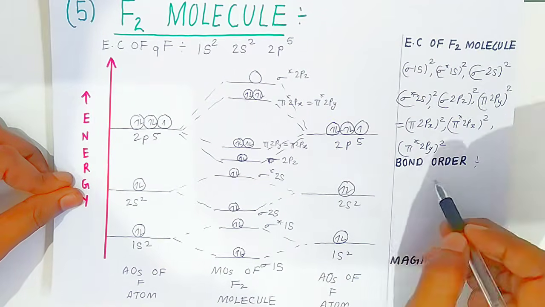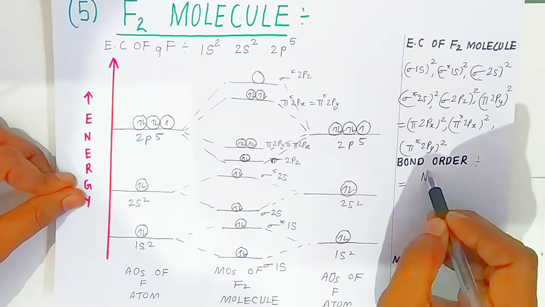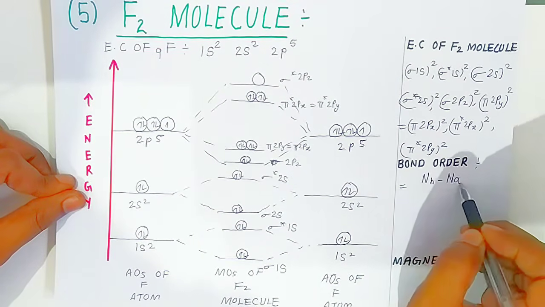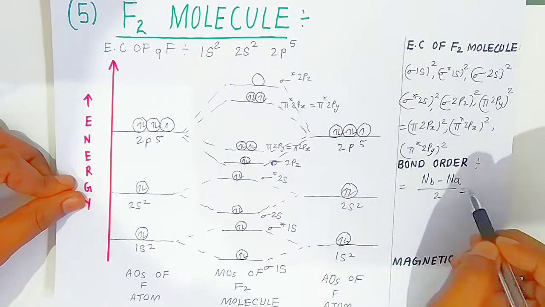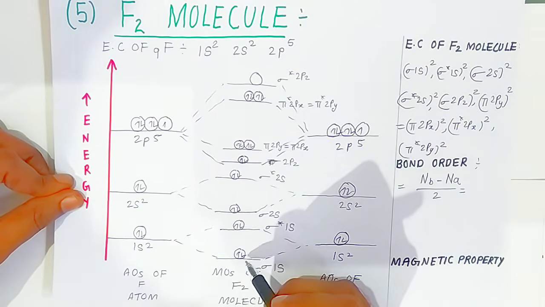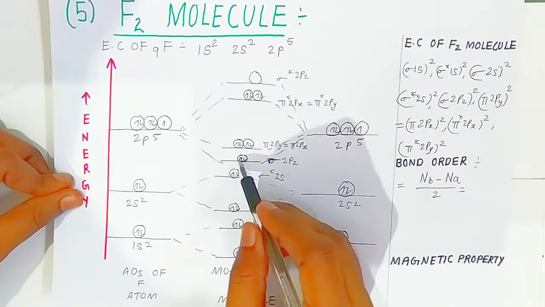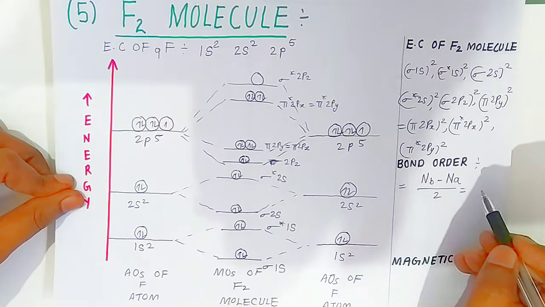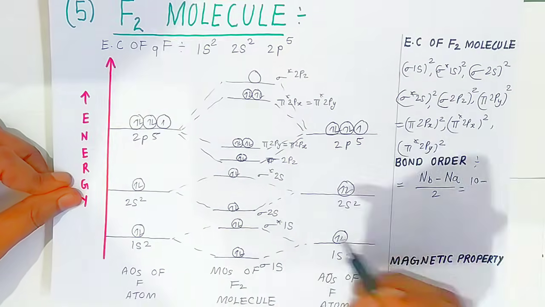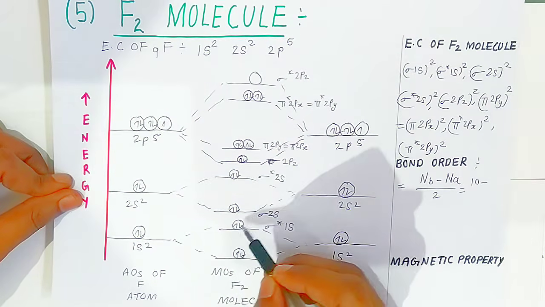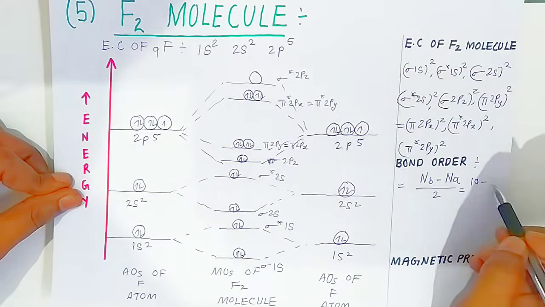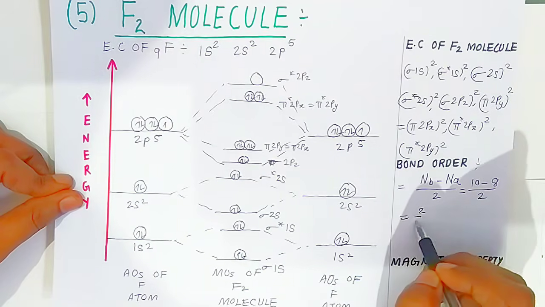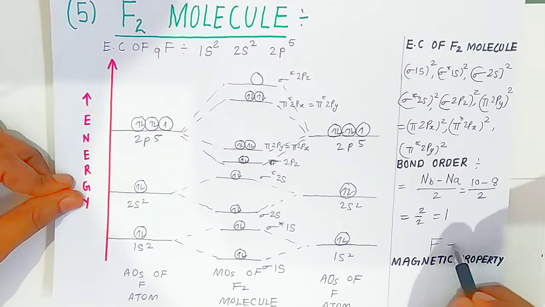Now bond order, students, how are we going to calculate the bond order? The number of electrons present in bonding molecular orbitals minus the number of electrons present in anti-bonding molecular orbitals, and you have to make it half. So students, when you count the number of electrons present in bonding, 1 2 3 4 5 6 7 8 9 10 electrons are present in bonding molecular orbitals. 10 electrons are present, and students, 1 2 3 4 5 6 7 8 electrons are present in anti-bonding. You make it half, so 2 upon 2, that is 1. That means in fluorine there will be a single bond.